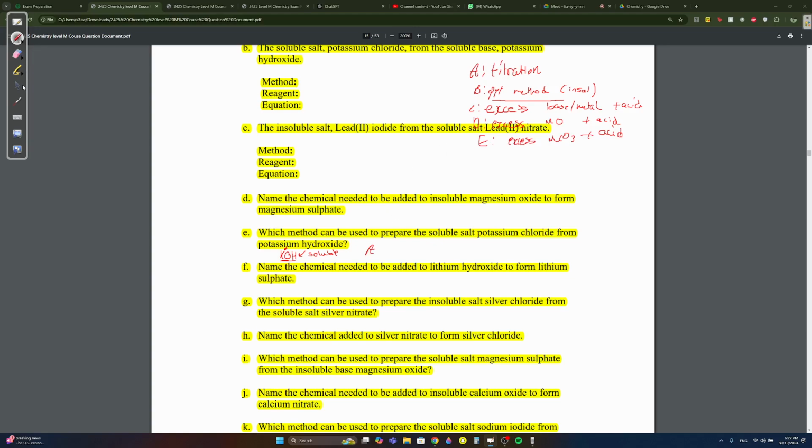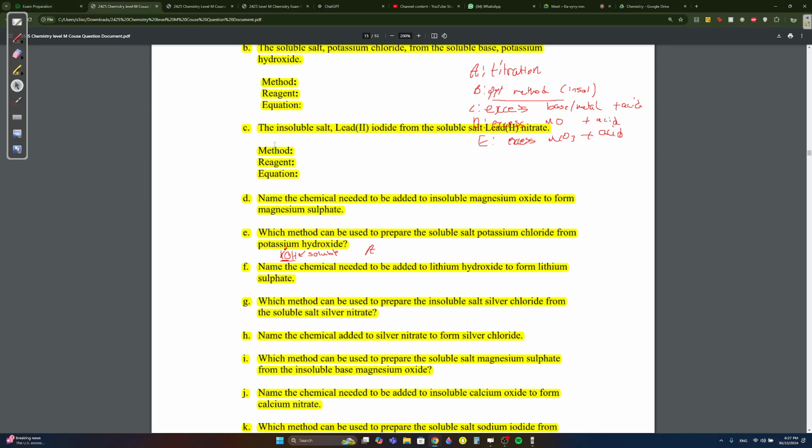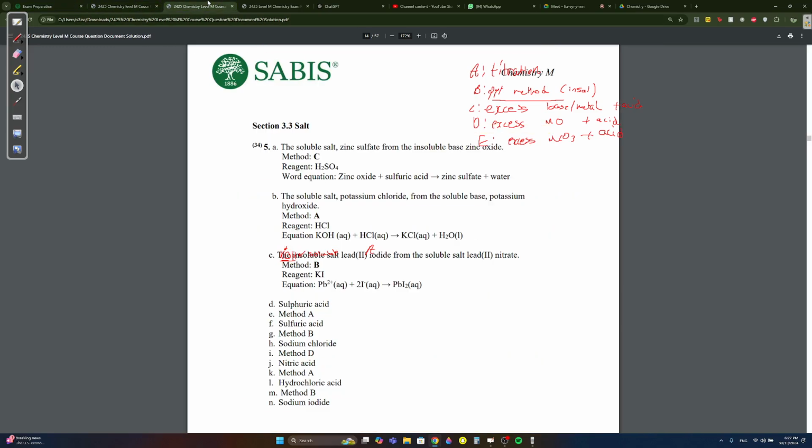Okay. Let me just double check with my answers. Sulfuric acid. Okay. That was the reagent. Did they say name it? Yes, they said name it. So you have to say sulfuric acid. And then E, method A. Okay. Excellent.